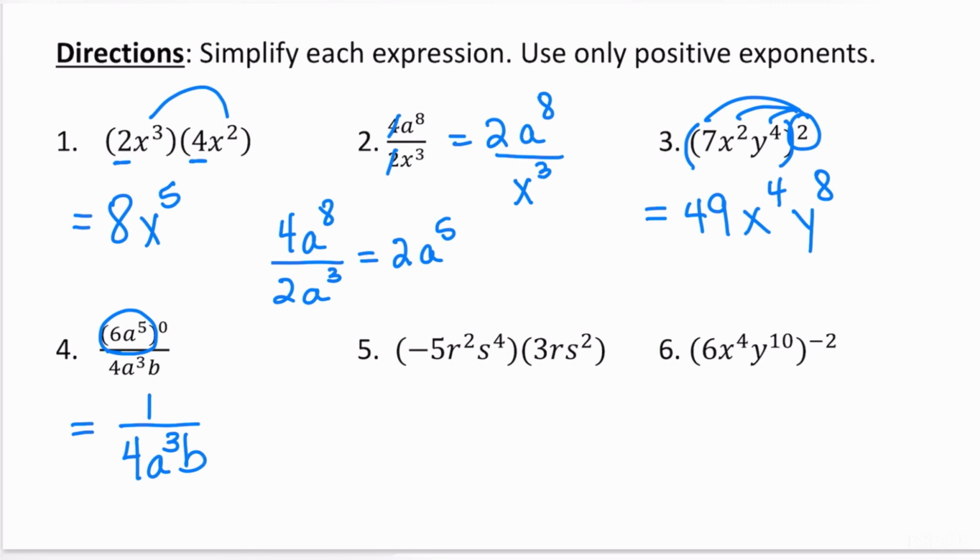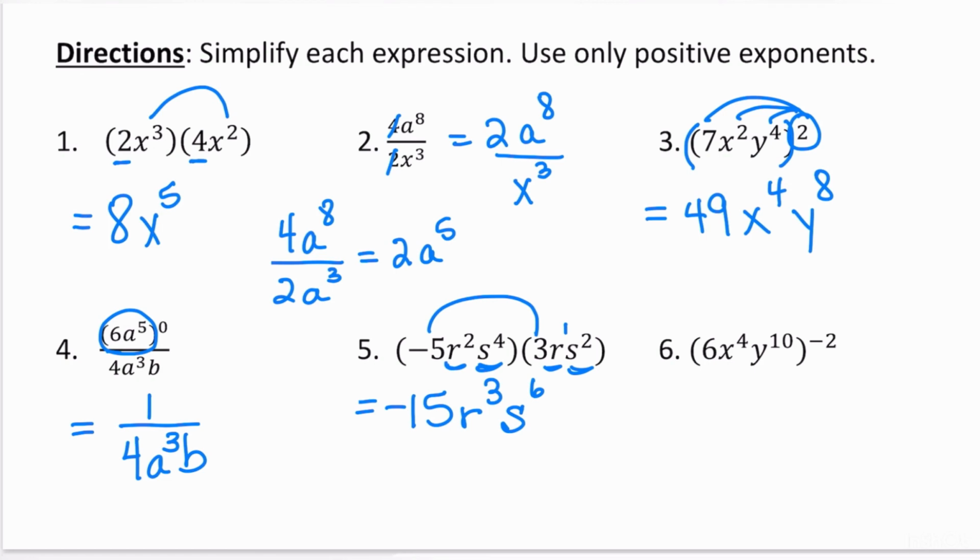In number 5, I'm going to multiply. Negative 5 times 3 is negative 15. r squared times r to the 1 is r to the 3rd power. s to the 4th times s squared is s to the 6th power. Be careful with your s's so that they don't look like 5s.